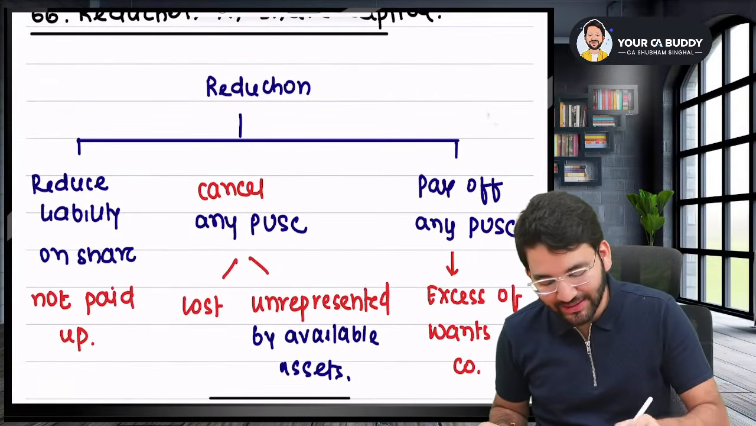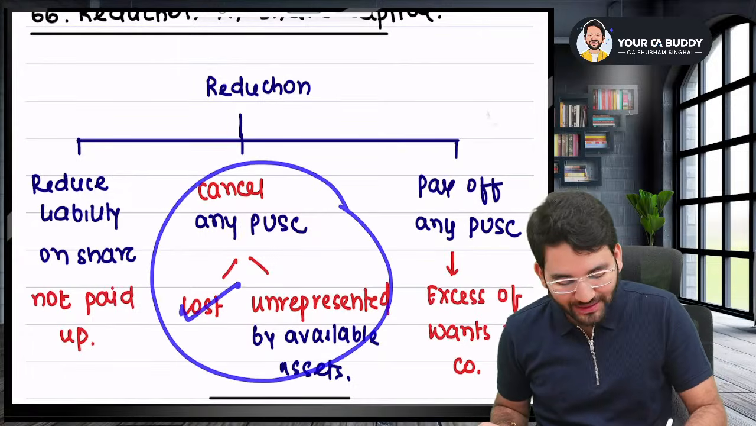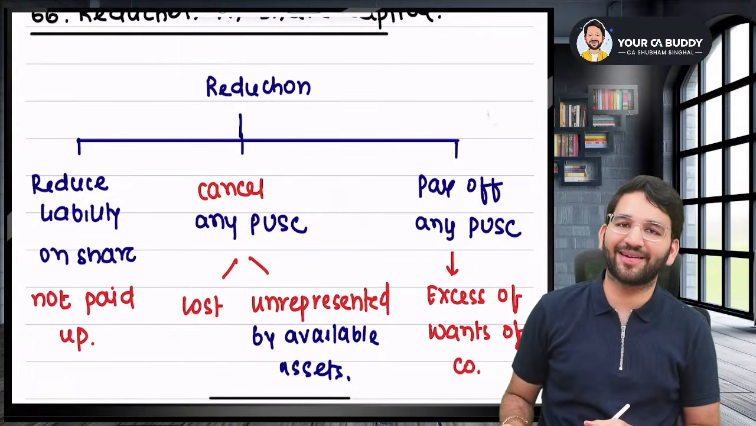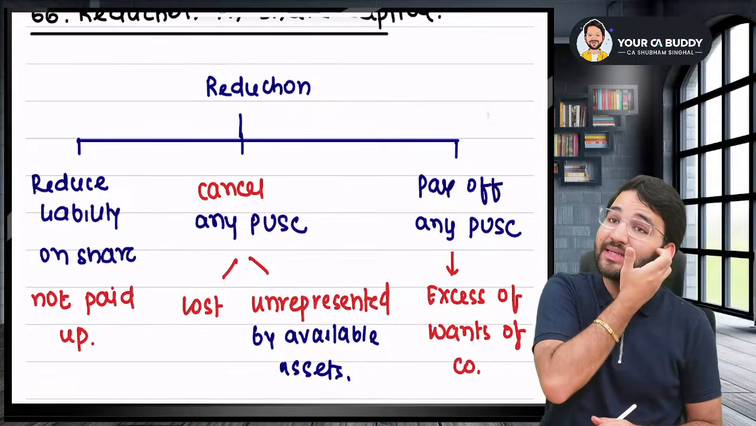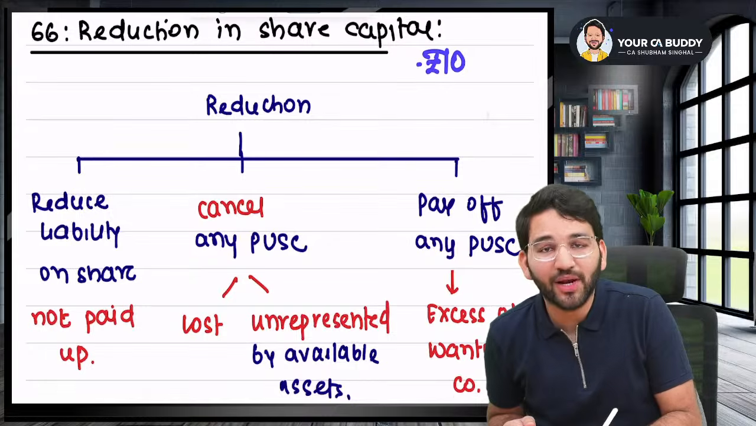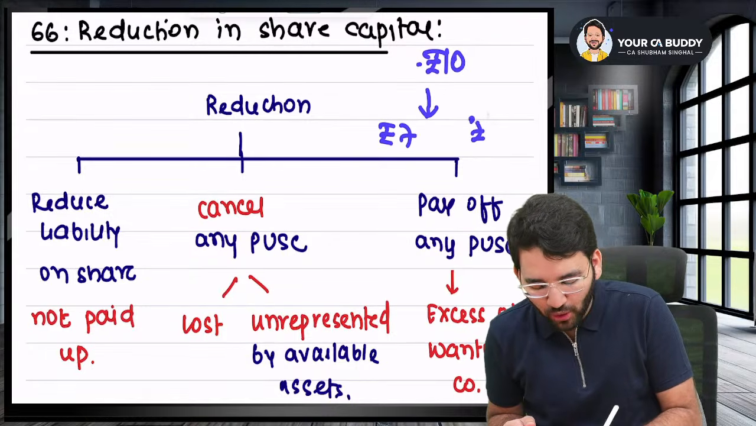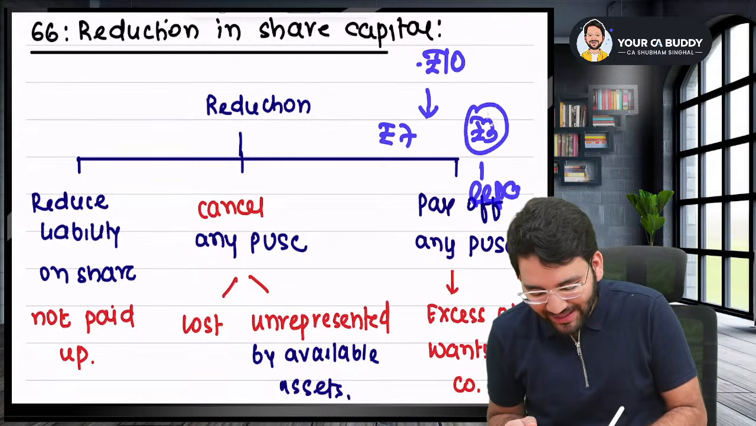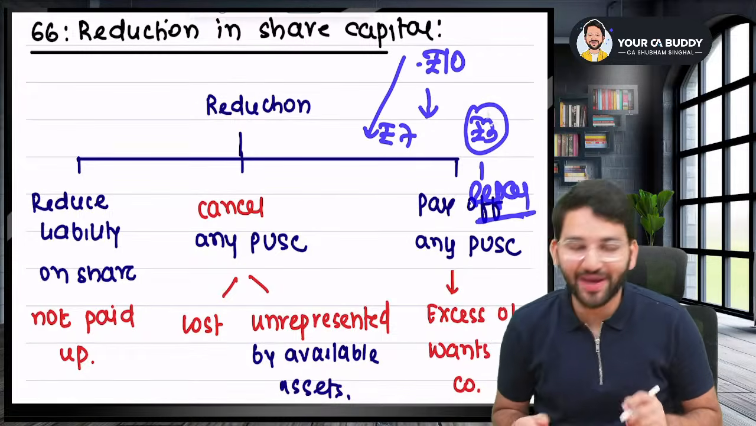This is the second case, which is cancellation of any paid up share capital which is lost or unrepresented by available asset, or pay off any paid up share capital which is in excess of the wants of the company. For example, you took 10 rupees from each shareholder. Now you just want 7 rupees. You don't want the excess 3 rupees. You will repay this excess and that will reduce your share capital.